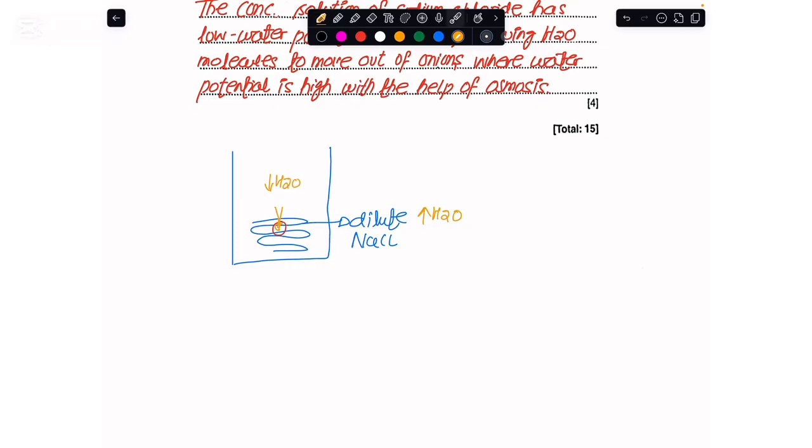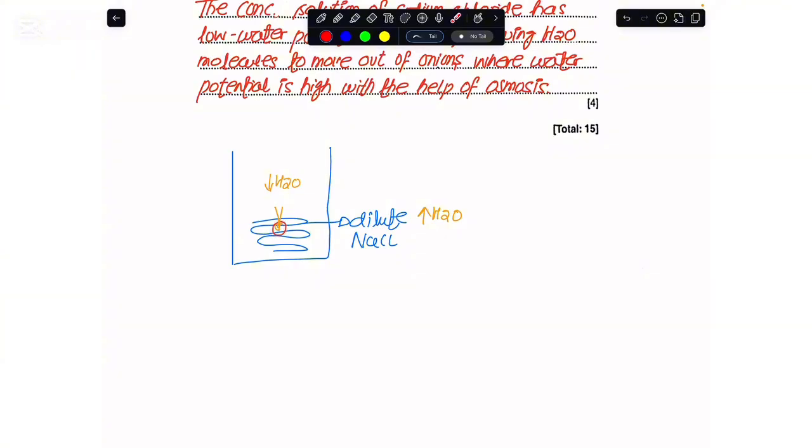And we know by osmosis, the water molecules would move from higher water potential, which is there in the dilute sodium chloride solution, and they would go into the onion bulbs where the water potential is low, and that is why in dilute sodium chloride solution the onion bulbs would gain mass.